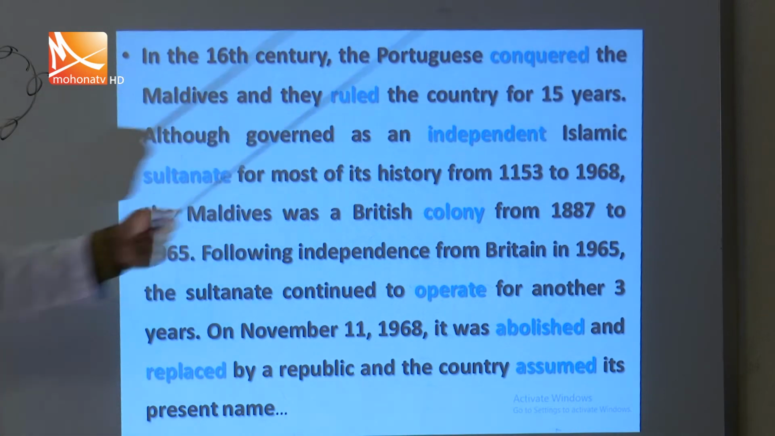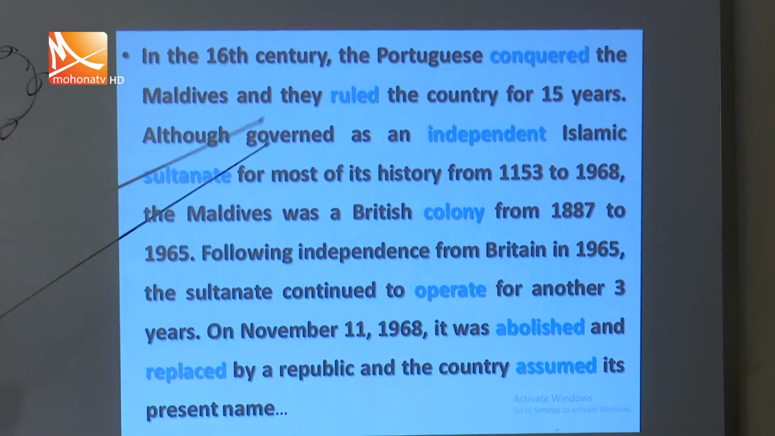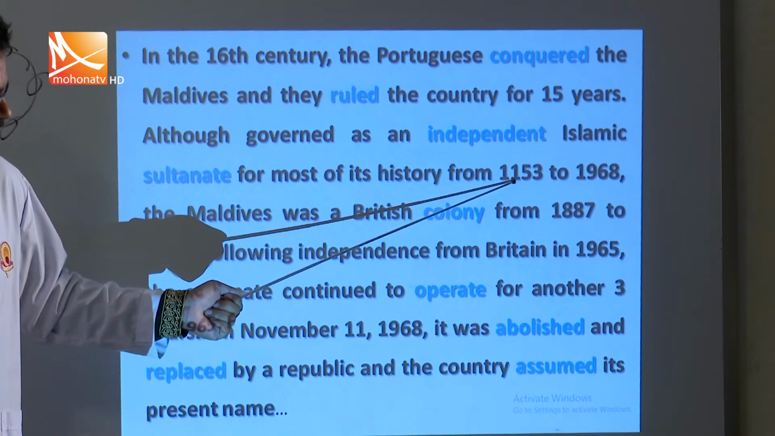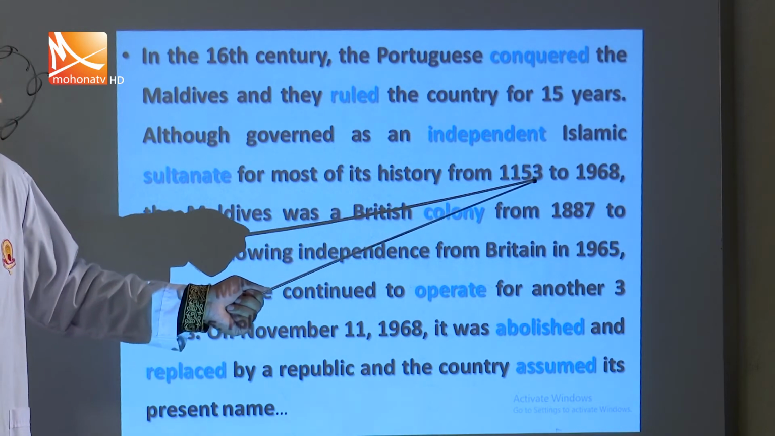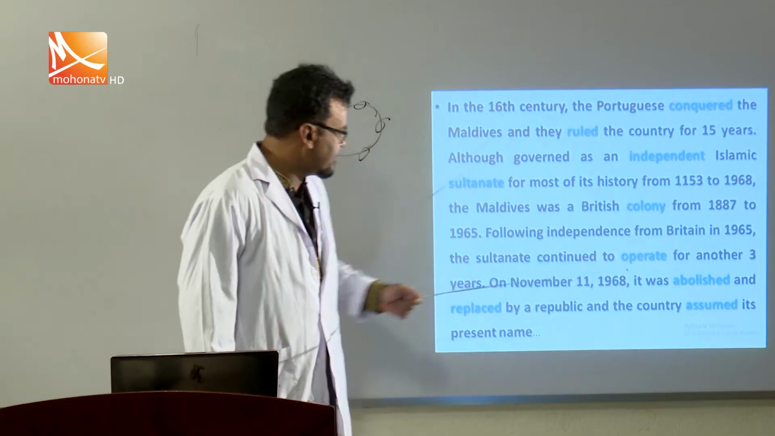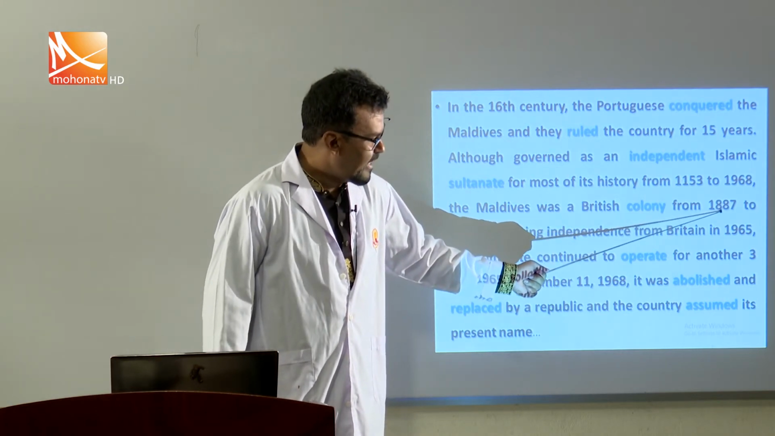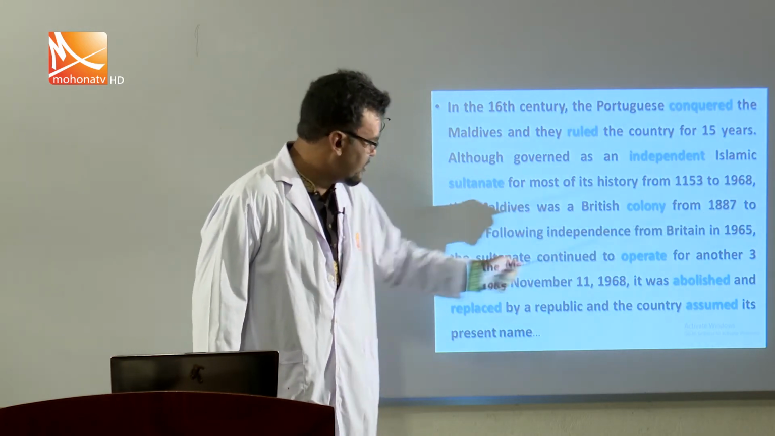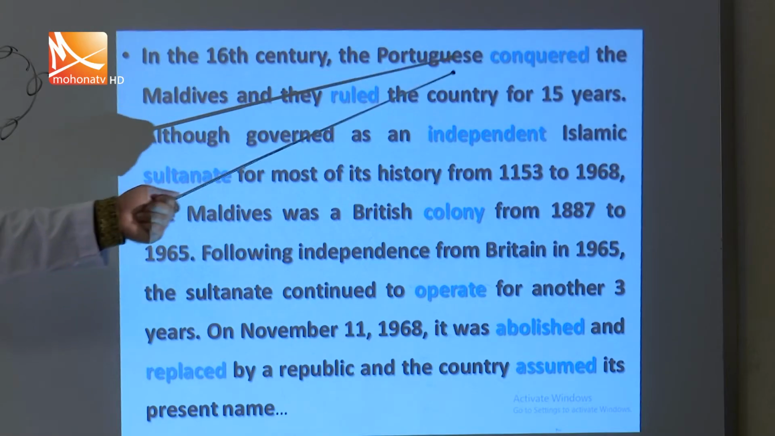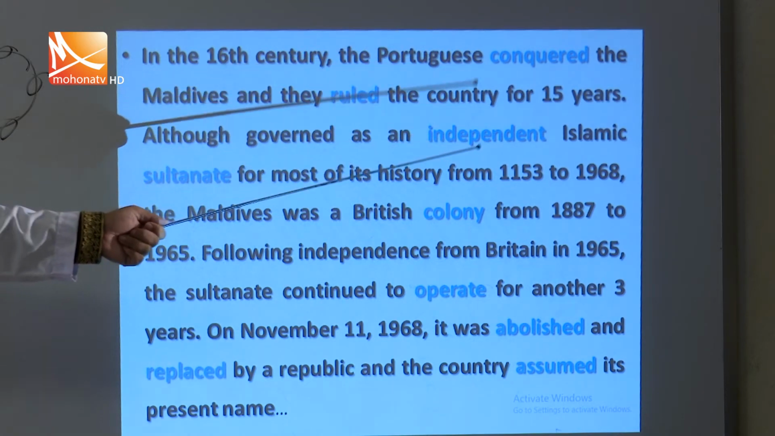15 years. Although governed as an independent Islamic sultanate for most of its history from 1153 to 1968, the Maldives was a British colony from 1887 to 1965. Okay, so the Portuguese ruled the Maldives for 15 years.